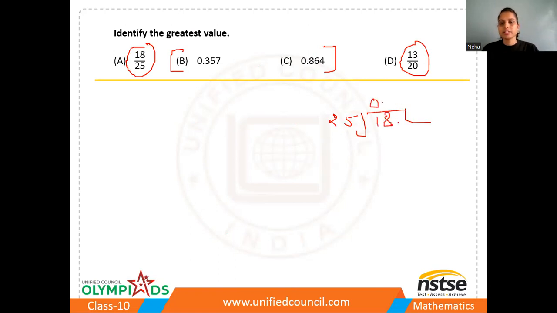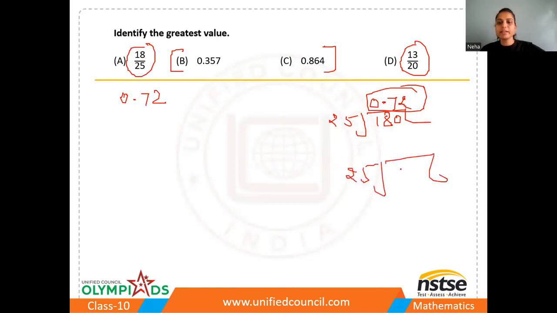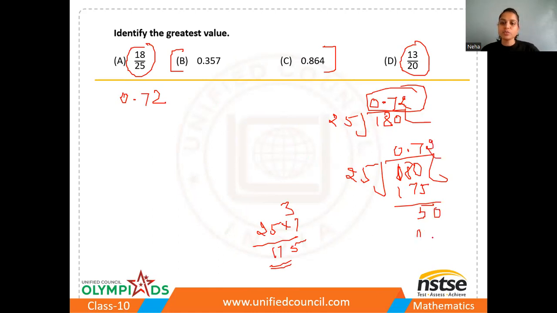So 0 point. 25 divided by 18, right? We can't divide, so we put a decimal here. So it becomes 180. Now I know that 25 times 7 is 175. 5 is the remainder. Again, I can put a 0 because I can't divide. So 25 times 2 is 50. This is 0.72. Clear?